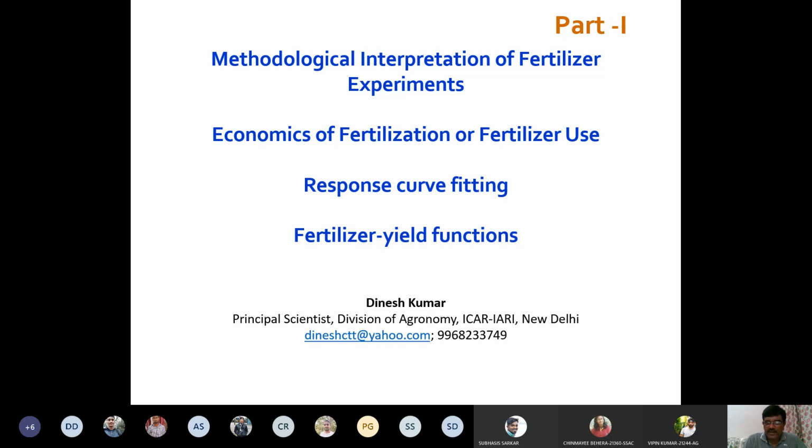Economics is very important because if we use more doses of fertilizer, or excessive fertilizer, it causes environmental pollution and also economic loss to the farmers. So we need to work out the optimum level of fertilizer. There are many methods to work out the economics of fertilizer, and one simple method is agronomic use efficiency.